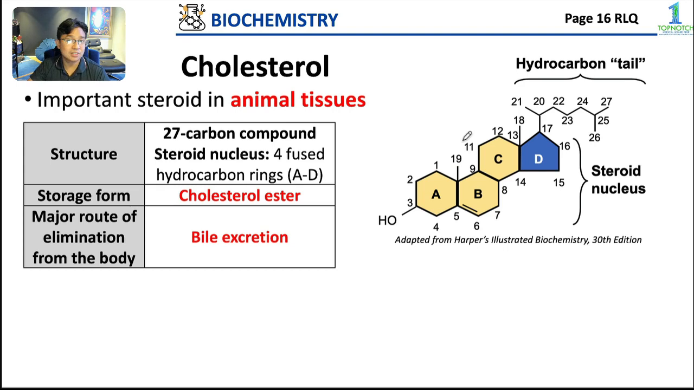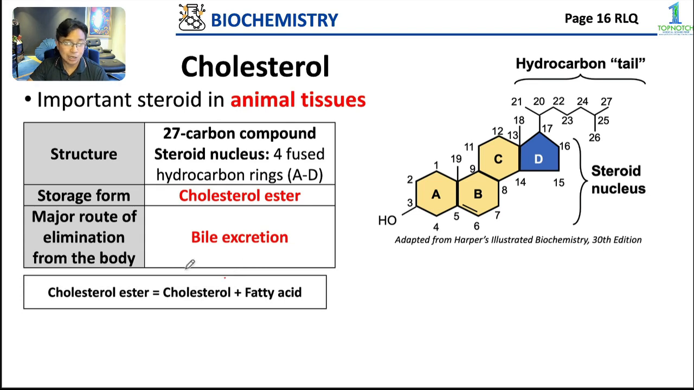Now, cholesterol is a very important structure in animal tissues. It's a steroid structure having a 27-carbon compound with 4 fused hydrocarbon rings, A, B, C, and D. Pag nakastore siya, ang tawag ay cholesterol ester kasi it must be bounded to a fatty acid for storage. But take note, guys, that the major route of elimination of cholesterol is via bile excretion. Kaya if you are fond of eating lots of cholesterol, you are actually bound for having gallstone in the future.